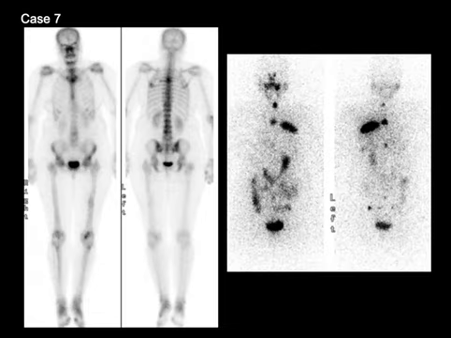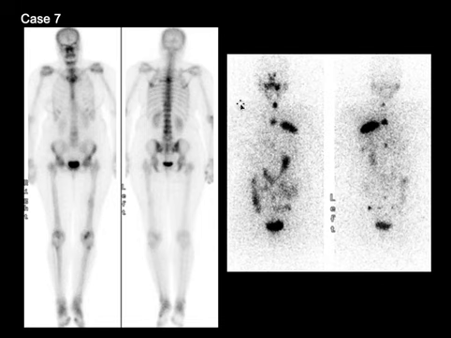Case number 7 shows a good correlation between the appearance of osteolytic bone metastases in a patient with metastatic thyroid cancer and their appearance on an I-131 whole body scan. So on the left we have anterior and posterior whole body images showing this focus in the spine, a focus in the rib, and what looks like a photopenic defect in that rib itself.